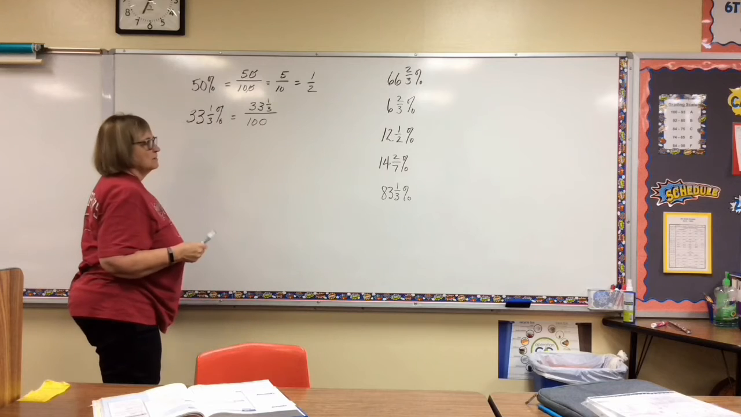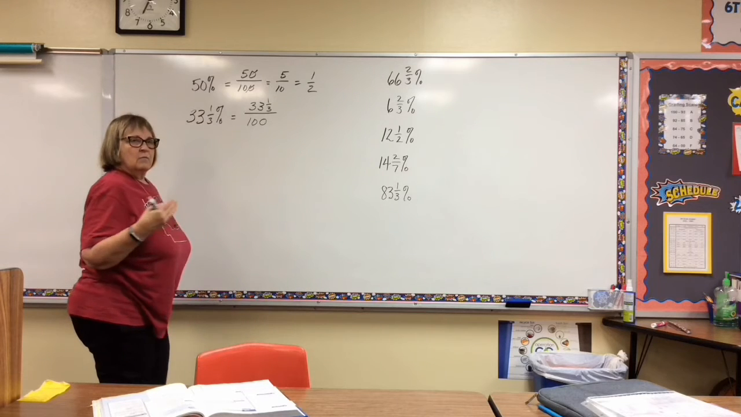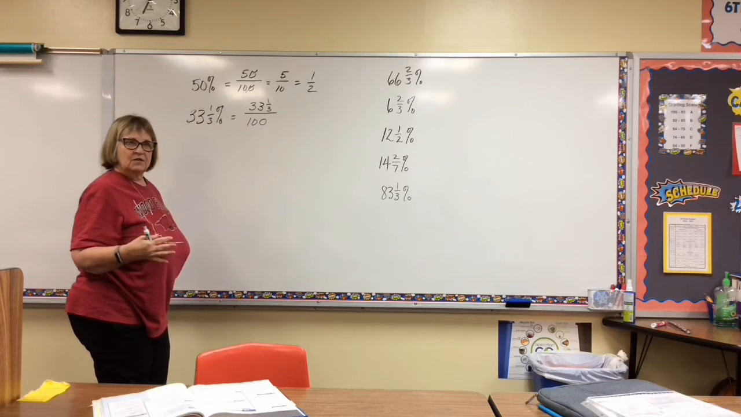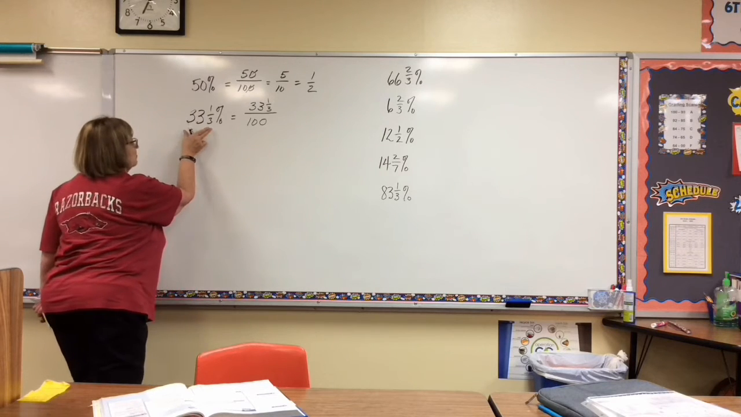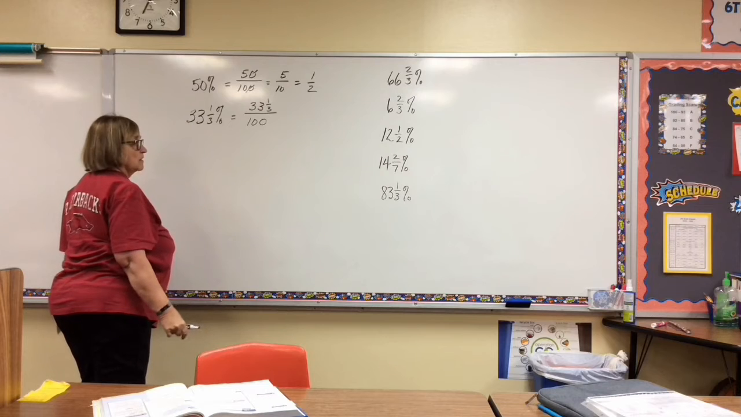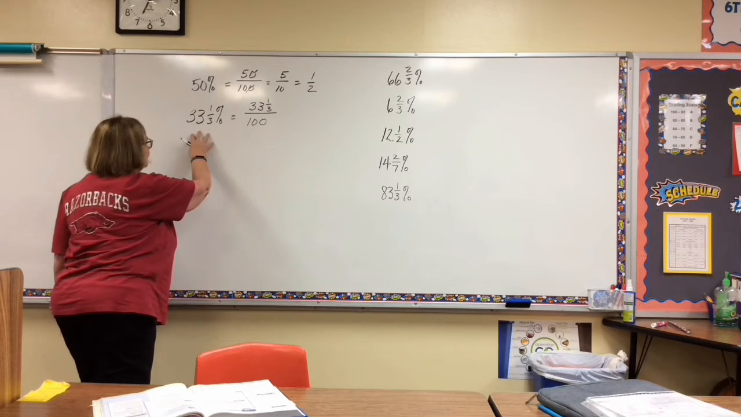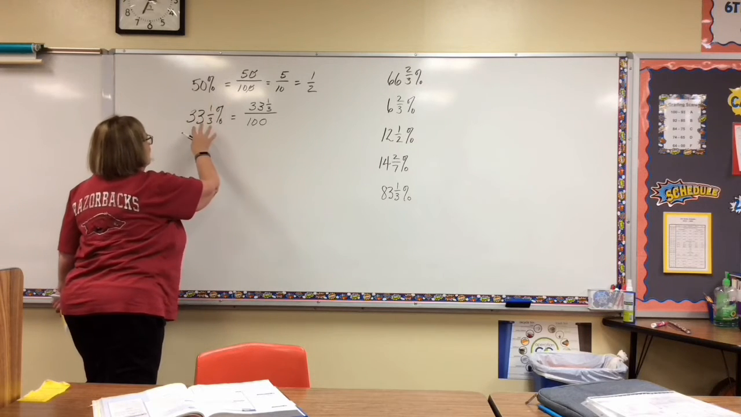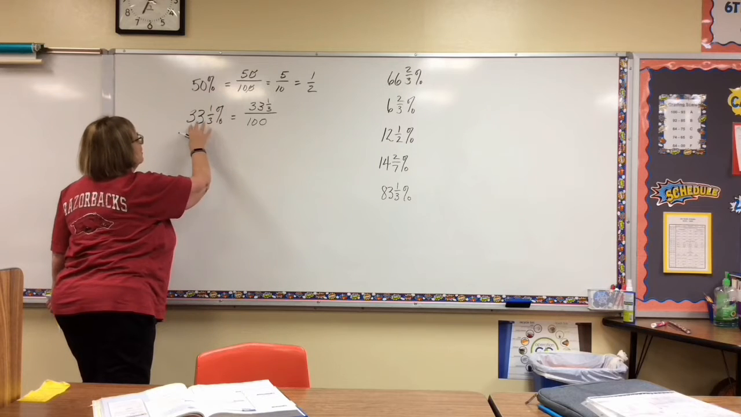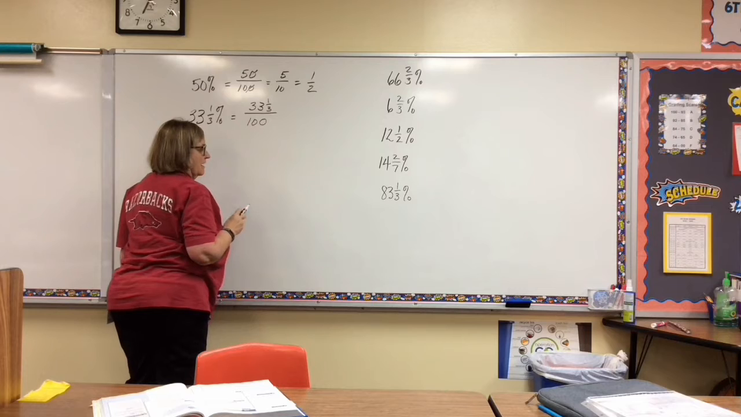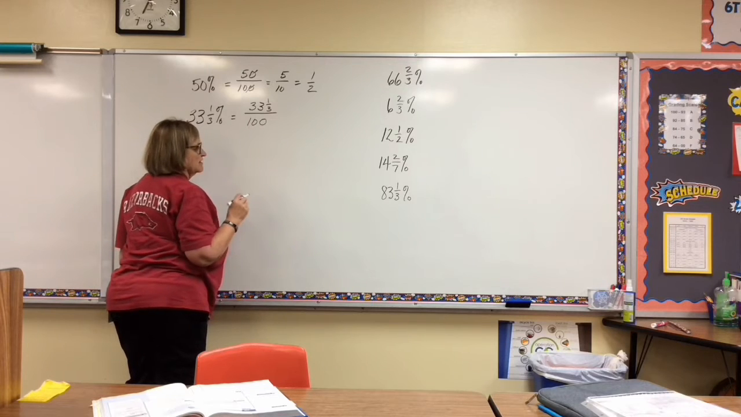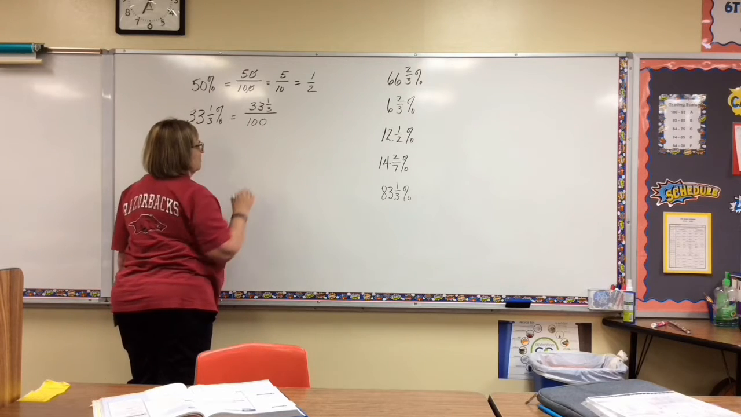The problem comes when you have numbers that have fractional parts. For example, 33 1/3%. Well, what does that mean? It still means the same thing as it meant up here. It means 33 1/3 divided by 100. Now, I know that looks odd, but we can still work with that because we're dividing by 100.